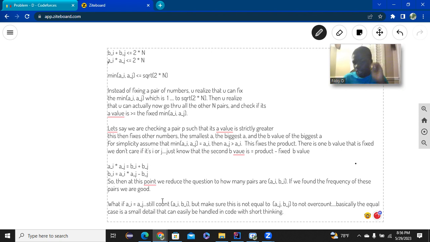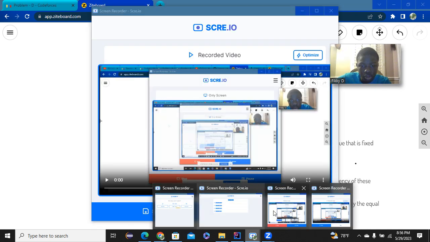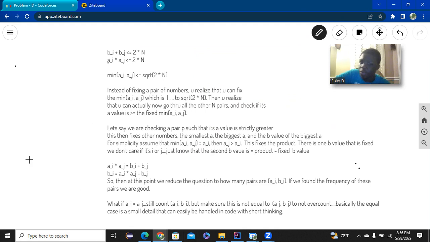Yeah, basically. Still check something. But if we count the frequency of these pairs, we're good. I think using a hash map would be a pain to count the frequency of. Do we even need to?